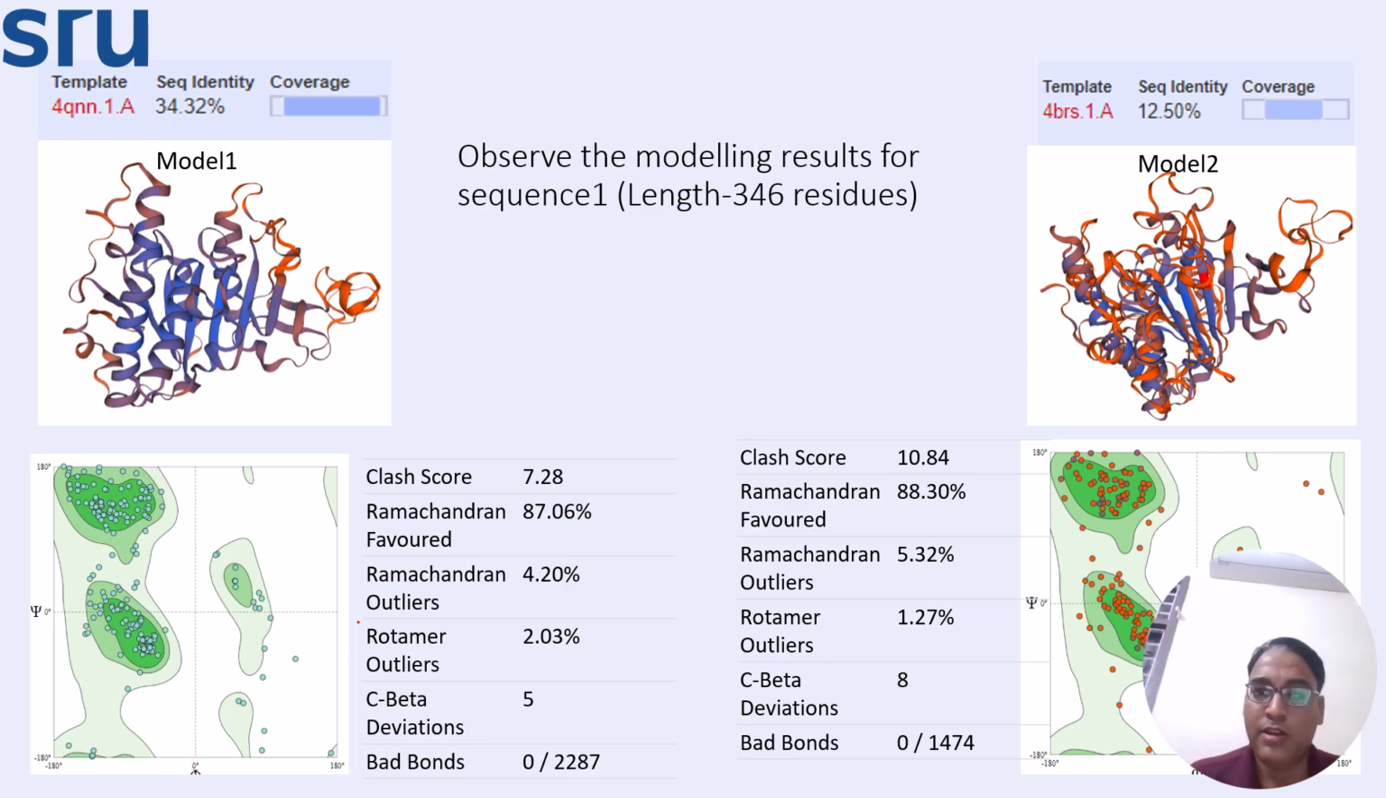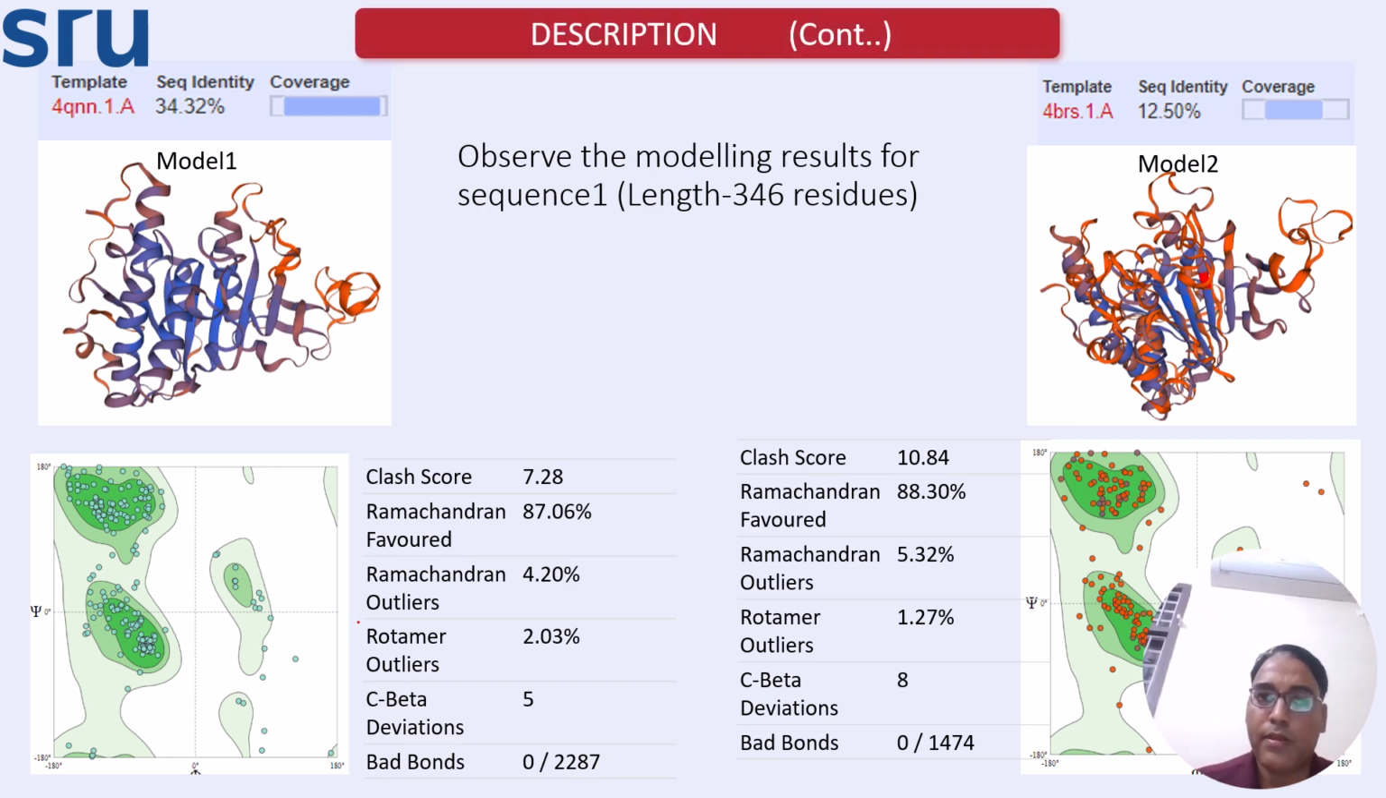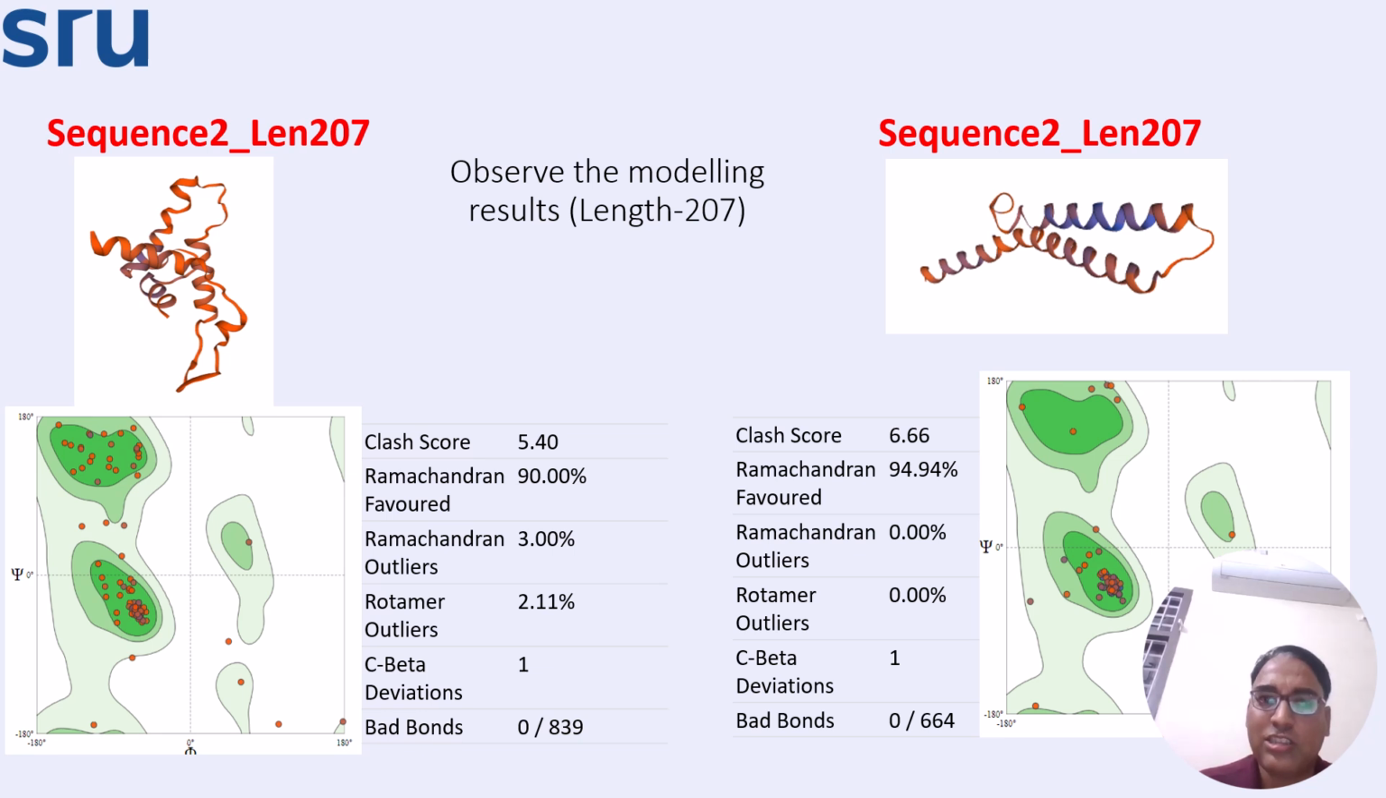Now see the next part. For sequence 2, as the length is smaller, as we have been discussing so far, we can get very good templates very easily. I am not showing the sequence similarity case here, but see, Ramachandran favored 90%, clash score 5.4, and Ramachandran favored 94.94%. So now you understand which model is more accurate. Everything is coming properly there.